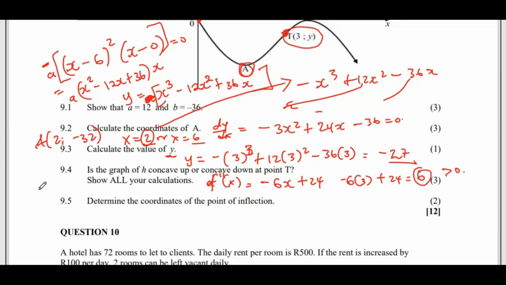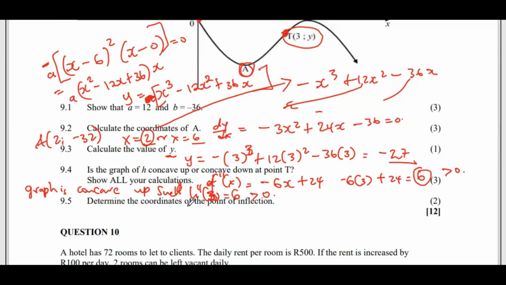So we can say the graph is concave up, since the second derivative at x equals 3 is 6, which is greater than 0. Okay, just at point B.